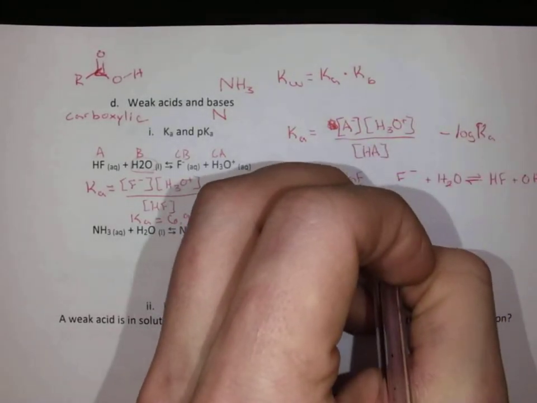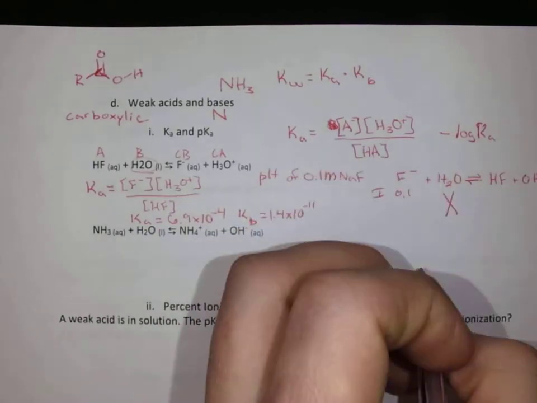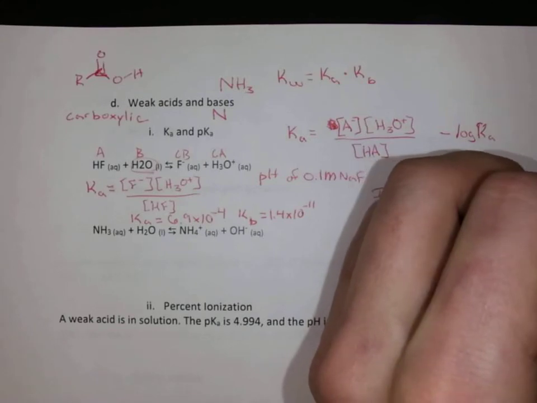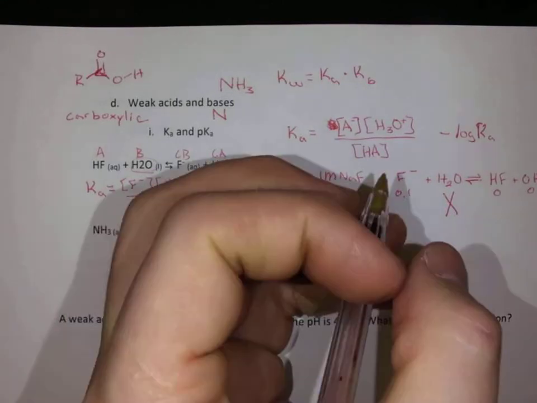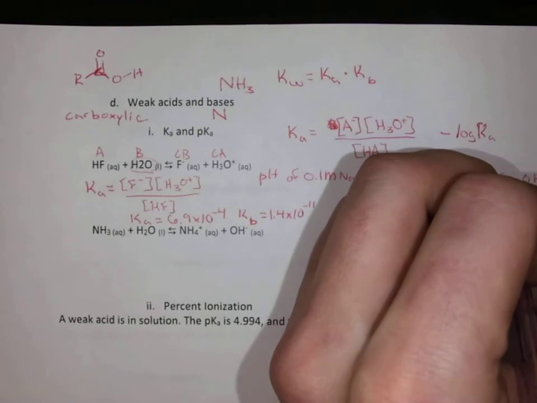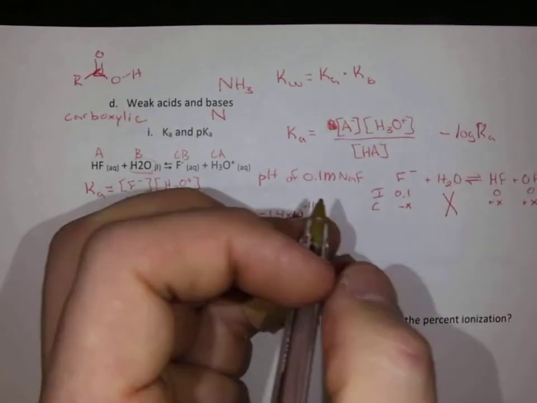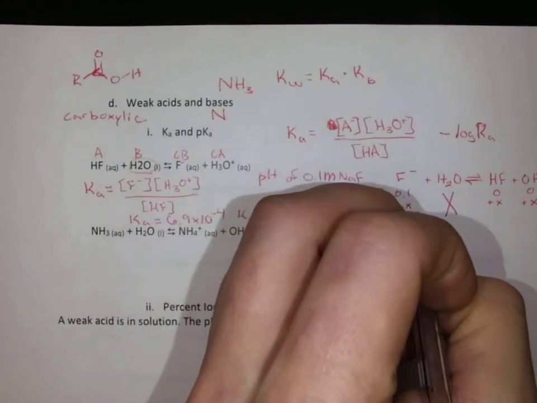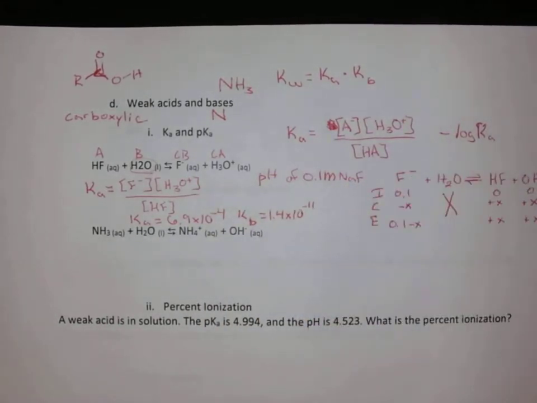So our initial value for F minus would be 0.1. H2O we don't care about. HF initially is 0, and our OH minus, we're going to say that it's essentially 0, right? Yeah, it's 1 times 10 to the minus 7th. It's close enough, all right? Real small. Our change, we're going to lose x, minus x there. We're going to gain x up here, and we're going to gain OH minus, okay? Finally, our equilibrium would be 0.1 minus x, this is going to be plus x, and this is going to be plus x, okay?